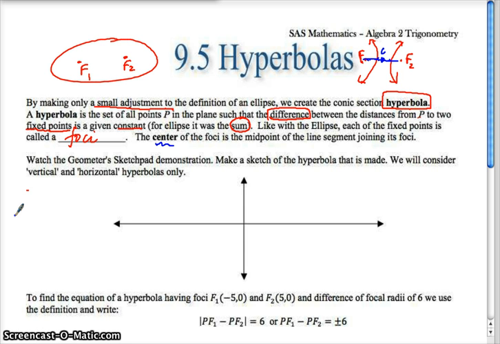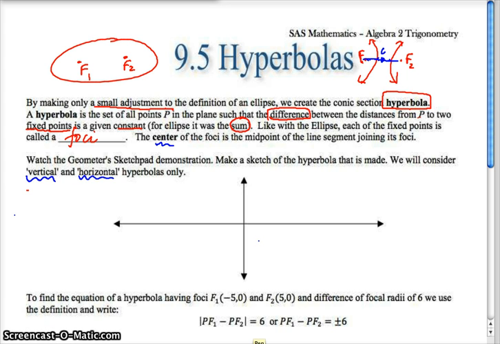All right, so let's sketch it here. Make a sketch of the hyperbola. We will consider the vertical and horizontal hyperbolas only. So luckily we are only going to study vertical hyperbolas, which open straight up and straight down, or horizontal hyperbolas opening right and left. We're not going to rotate them and open them in the second and fourth quadrants, for example. It's going to be straight on, up and down, and that's it.